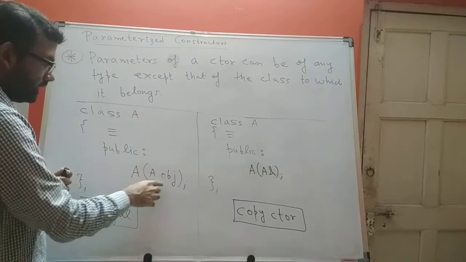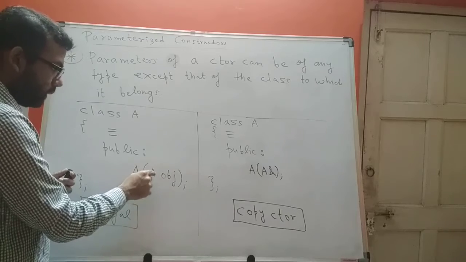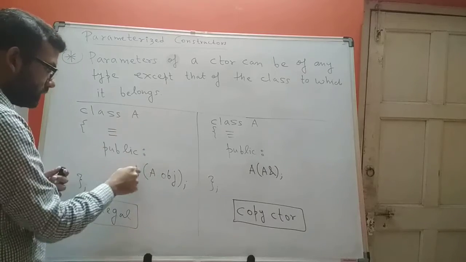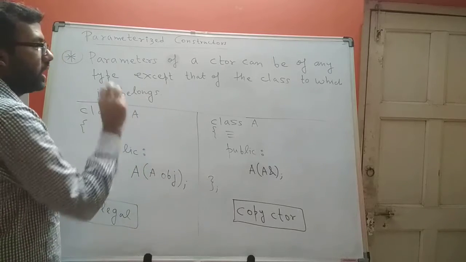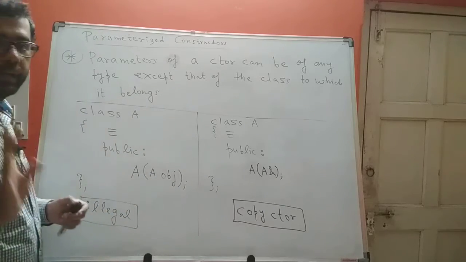So since obj, what is the type of obj? The type of obj is A itself. Now what is A? A is the name of the class to which this constructor belongs. Such arguments are not allowed. So this is illegal, and if you try to do this, you will get a compile time error.